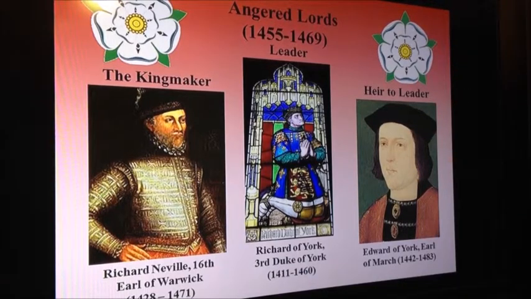Now, I'll refer to him as Warwick or the Kingmaker instead of Richard because there are already too many Richards in this story. But the Kingmaker was one of the richest men in all of England. It is said that he'd have an estimated income from his lands of about 6,000 British pounds, which at the time was an enormous amount of money.